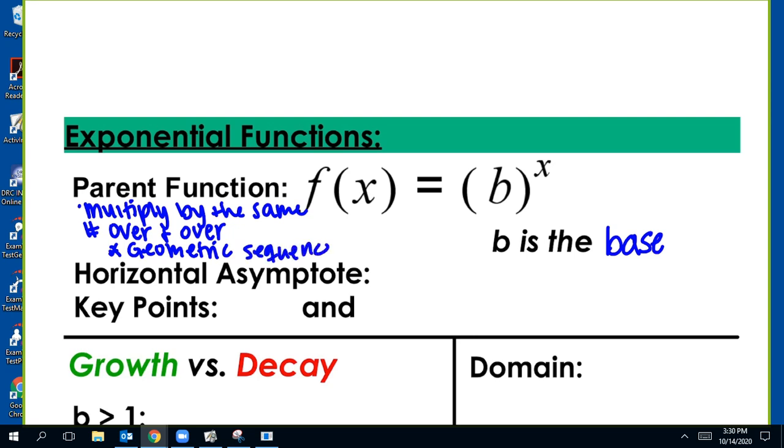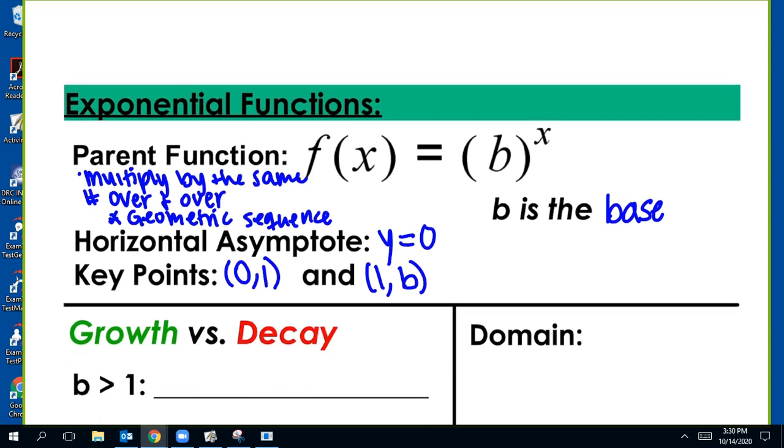Now, with geometric sequences, there is a horizontal asymptote where the graph will approach this value but never touch it, typically at y equals 0. And for exponential functions, we have two key points: 0, 1, that's our y-intercept, and then 1, b. That comes from plugging in 1 for x and getting out my base. Any number raised to the first power is itself.